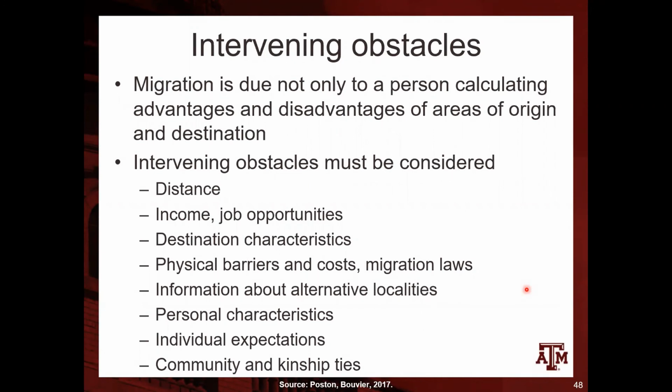Migration is due not only to a person calculating the advantages and disadvantages of the place where they live now and the place where they want to move. There are intervening obstacles that should be considered: distance, income differences between these two areas, job opportunities. What are the characteristics of the destination area that might be welcoming for me? Do I know other people there? Does this country that I'm planning to move to have jobs in areas that I could work in? Physical barriers and costs, migration laws tend to prevent migration.